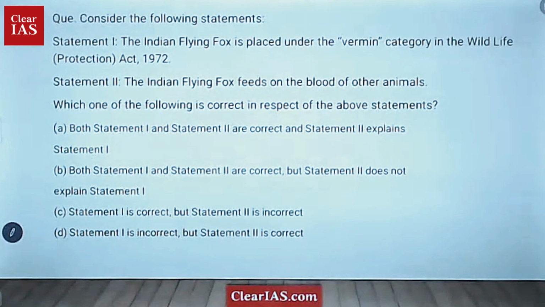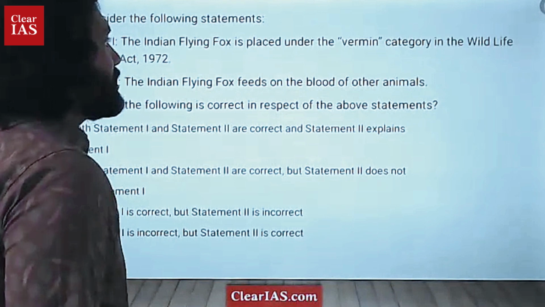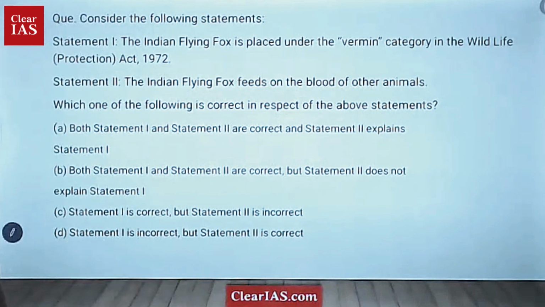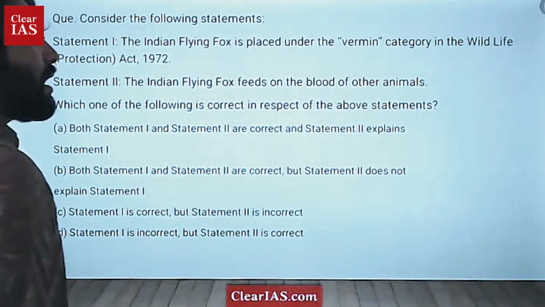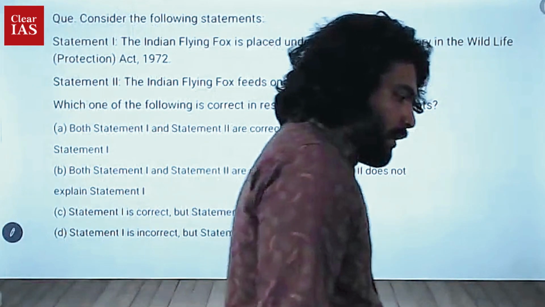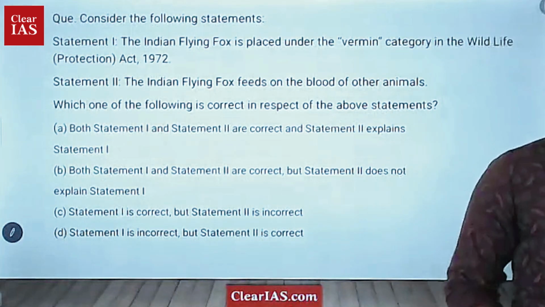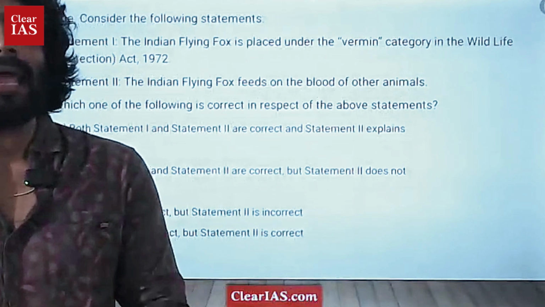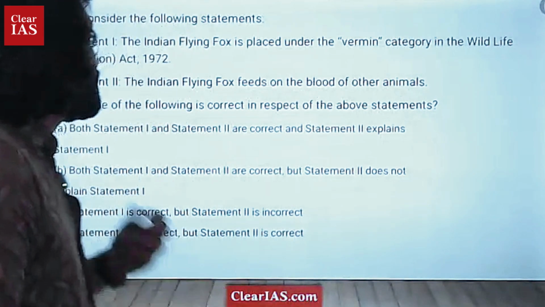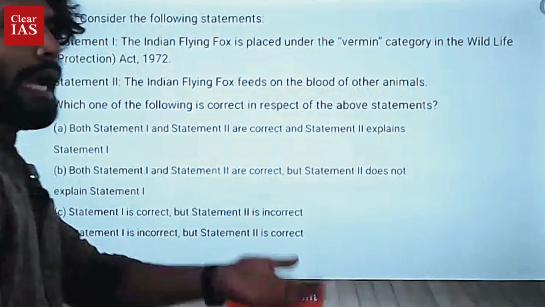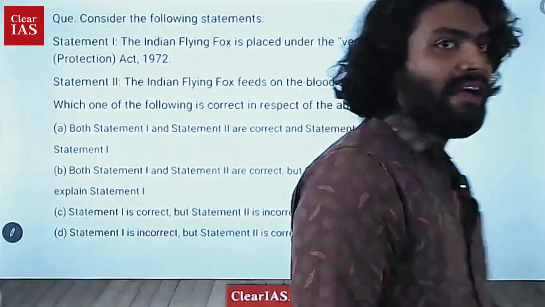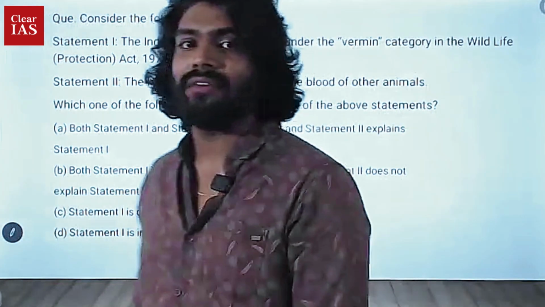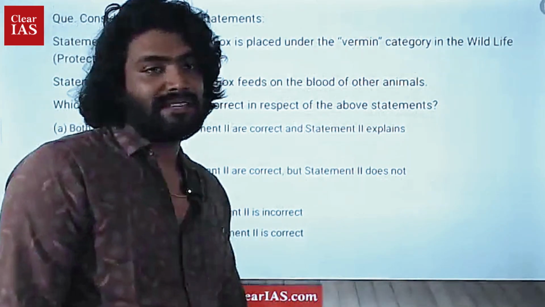Consider the following statements. Next question. Statement 1: The Indian flying fox is placed under the vermin category in the Wildlife Protection Act 1972. Statement 2: The Indian flying fox feeds on the blood of other animals. Again, species. Ecology and environment is more, again, going back to species. One, there was an amendment of the WPA recently. The Wildlife Protection Act was amended recently, and many schedules were actually taken away. Schedule 5 was taken away. There is no category of Schedule 5 vermin under the WPA 1972 Act.